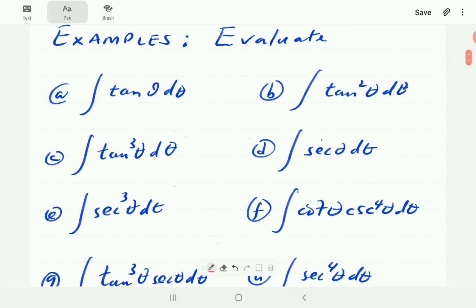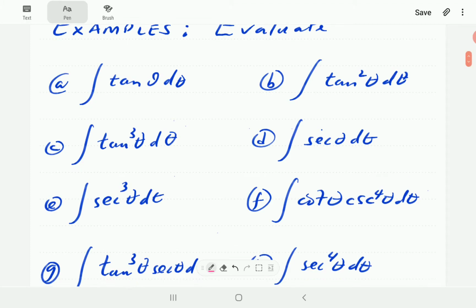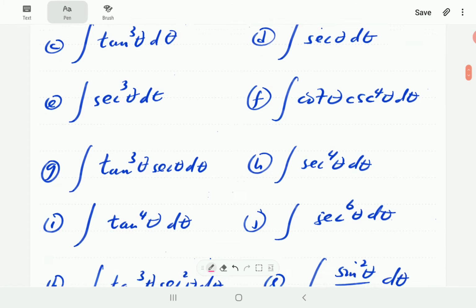This video is building upon part 1 and part 2 of this series, whereby we looked at how to evaluate integrals involving powers of sine and cosine. You may find it helpful to start by having a look at those ones before you continue this one.